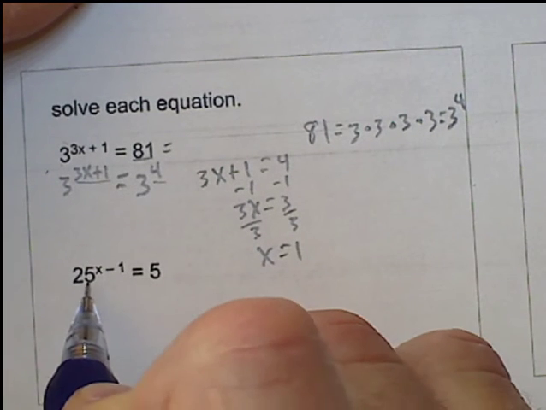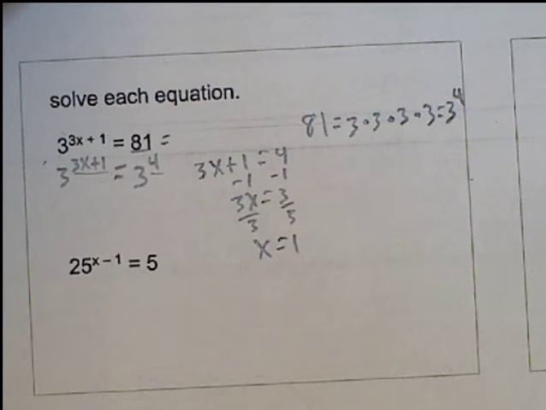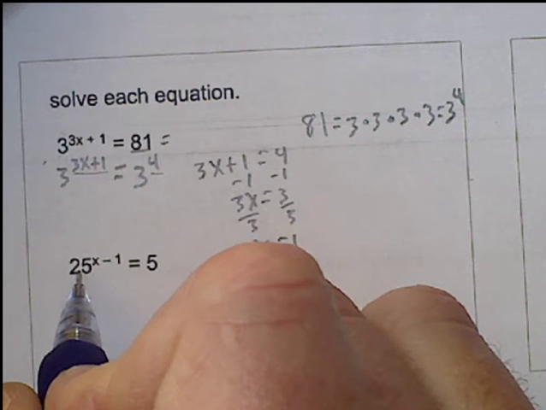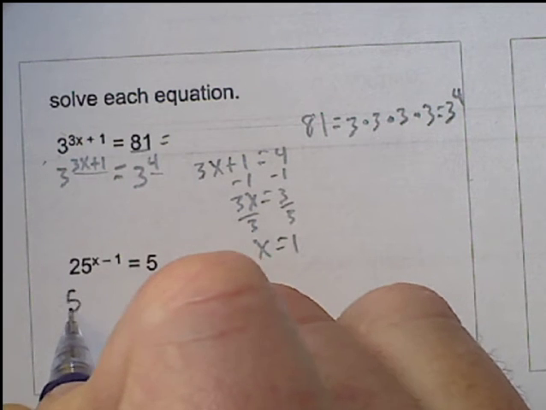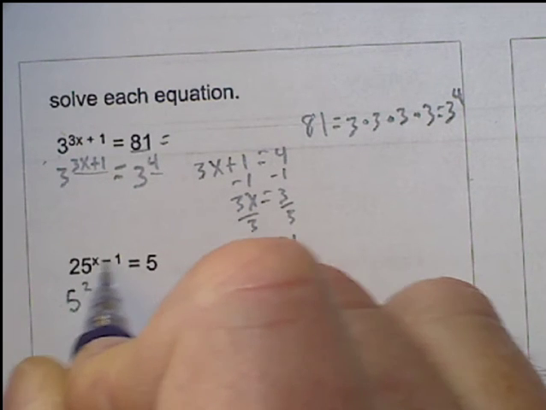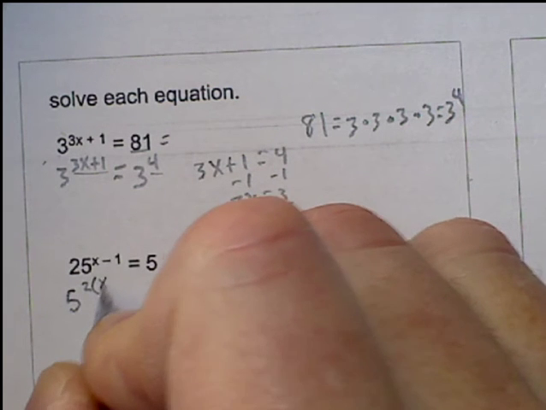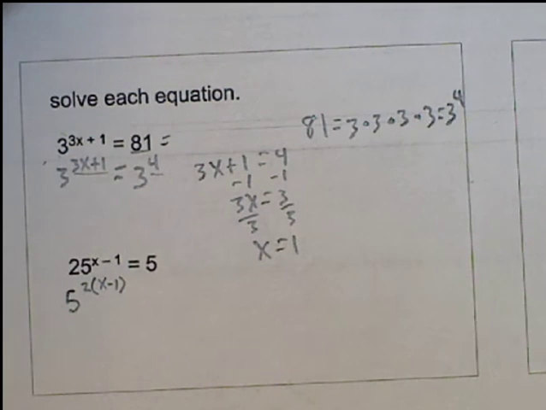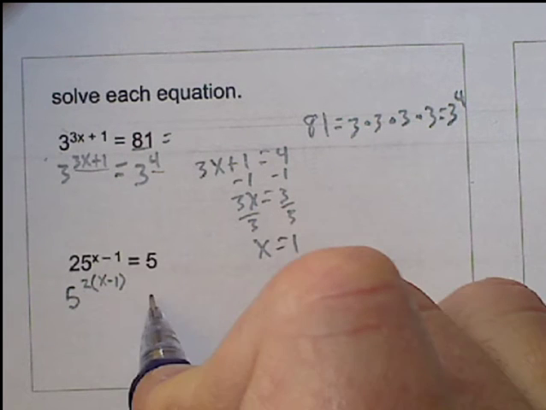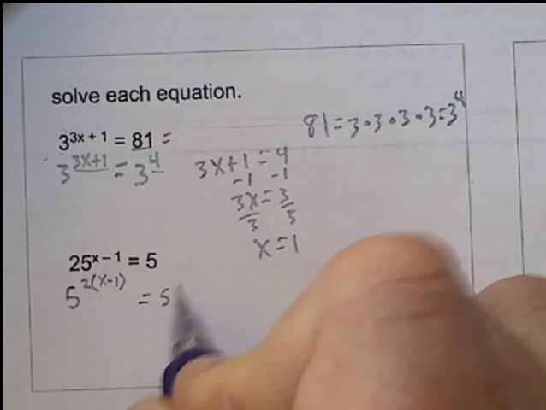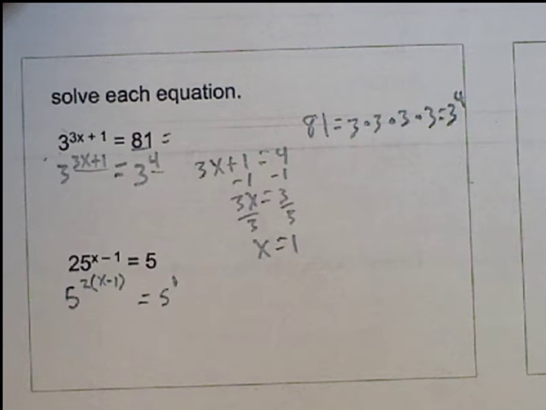Now, 25 to the x minus 1 equals 5. Okay, we'll work the other way. So 25 is what? 5 squared. 25 is 5 squared, but I've already got an exponent. When you've got two exponents next to each other, what do you have to do to them? Multiply. So this is 5 squared to the x minus 1, so you've got to multiply these. We're going to have to distribute that too. And this equals 5 to the what? 5 to the 1, even though we don't see it there.